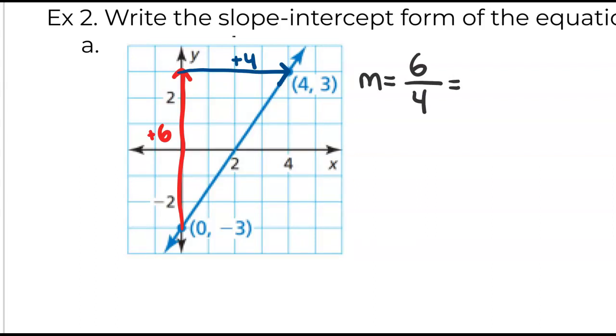I'm always going to look to reduce. I mentioned this last week. We're going to always look to reduce because we're going to start multiplying by slopes. And we like to multiply by small numbers instead of big numbers. 6 and 4, not huge, but we would much rather multiply by 3 and 2. All right, 6/4 reduced is the same thing as 3/2.